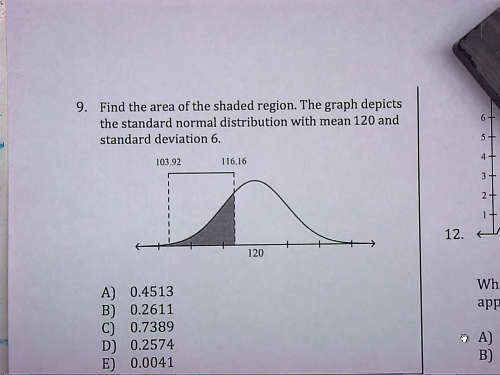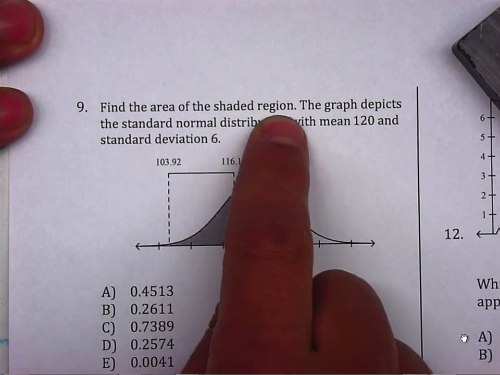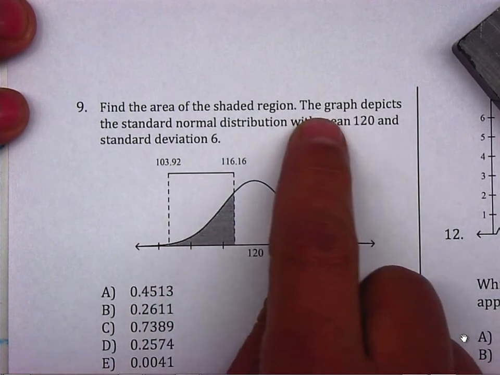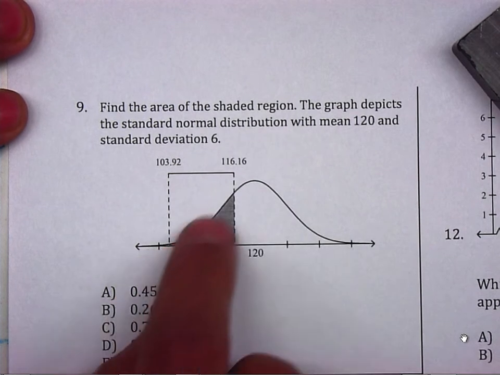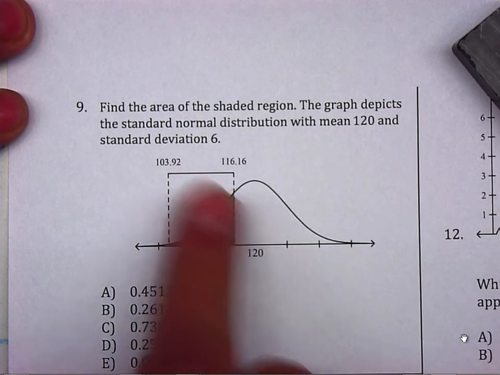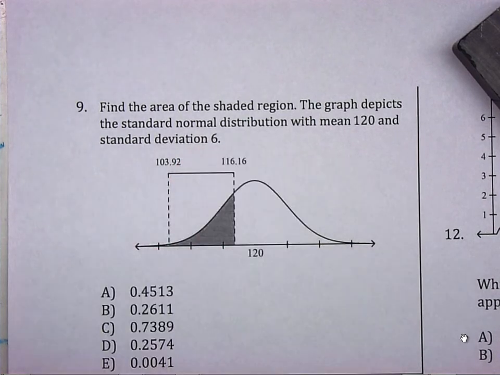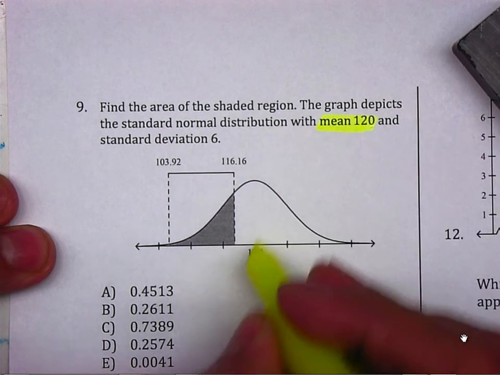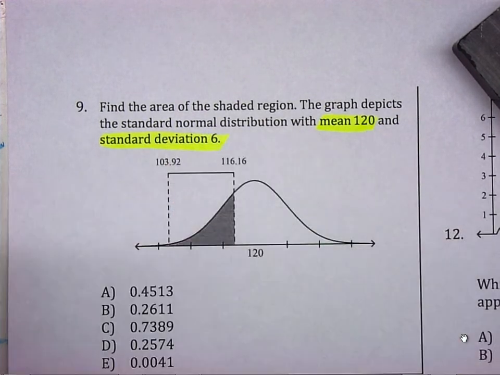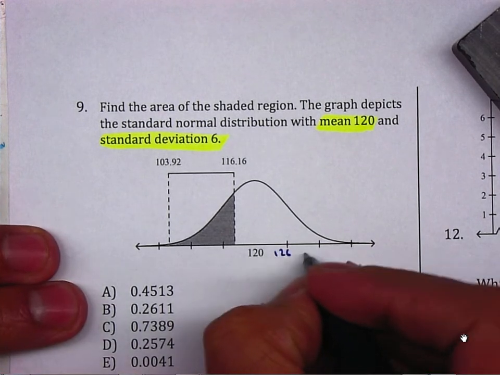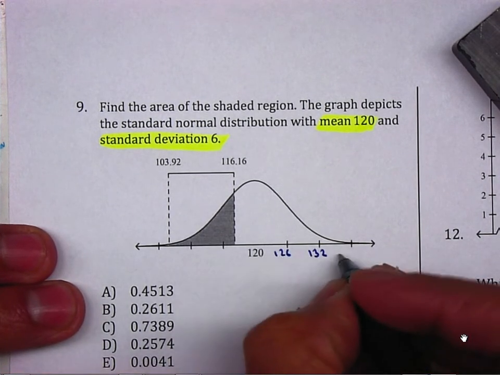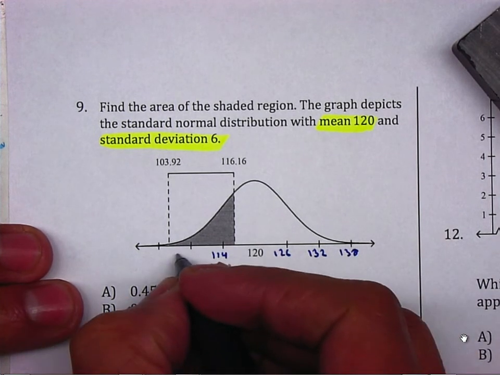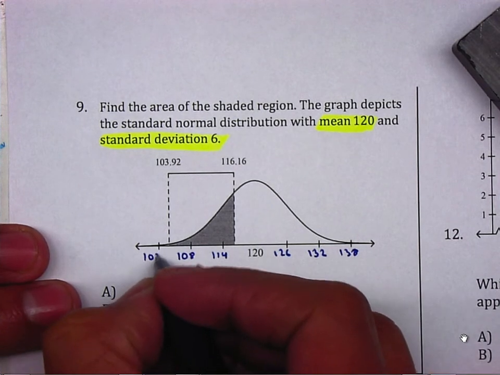Now let's continue to the back side. Find the area of the shaded region, and notice the shaded part of the graph. The graph depicts a normal distribution with a mean of 120 and a standard deviation of 6. They already labeled 120 for you. If I add 6, that'll be 126. Add 6 is 132. If I add 6 more, it's 138. If you subtract 6, it's 114. Subtract 6 is 108. And subtract 6 is 102.